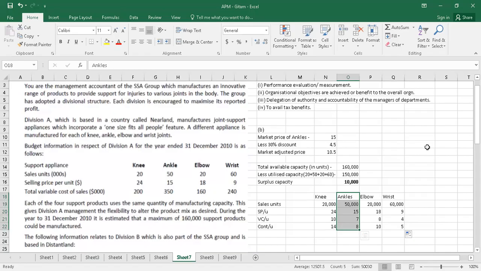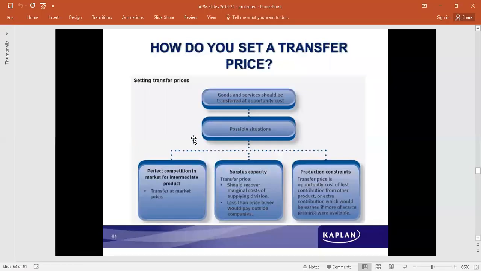I guess no, ma'am. No, we can. Why? Just, I mean, justification also is okay. So in situations where they have surplus capacity, their price could be as low as marginal cost.